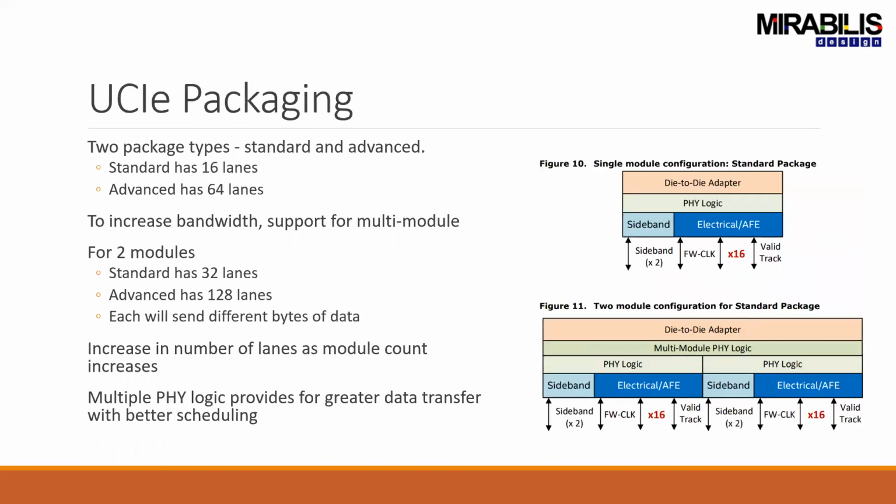Now, a little bit about the packaging. UCIe is all about the packaging, and this is where exploration starts becoming a challenge. If you look at it, you have standard package, you have advanced package. If you have multiple modules, you get a different number of lanes versus if you have a single module. If you have multiple PHYs, the logic provides for greater data transfer with better scheduling. But at the same time, it also impacts other things based on the number of protocols and things like those.